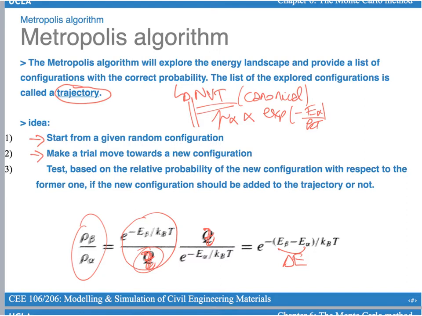And based on the new energy of this new configuration, you can determine whether this new configuration was indeed likely or not. What is its probability with respect to the initial configuration that you had? And based on this, you will decide whether this configuration is likely or not. Does it deserve to be explored or not? Should it be added to the trajectory or should it be neglected? This will depend on how likely or how unlikely this new configuration is with respect to the initial configuration that you were starting from. And that's going to be the main idea of the Metropolis algorithm.